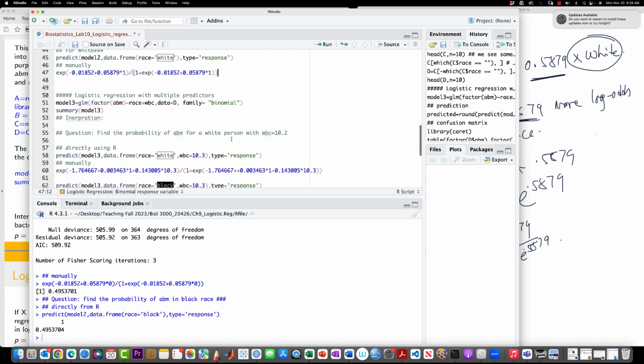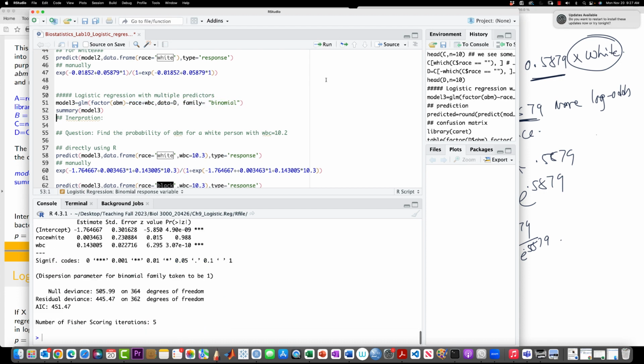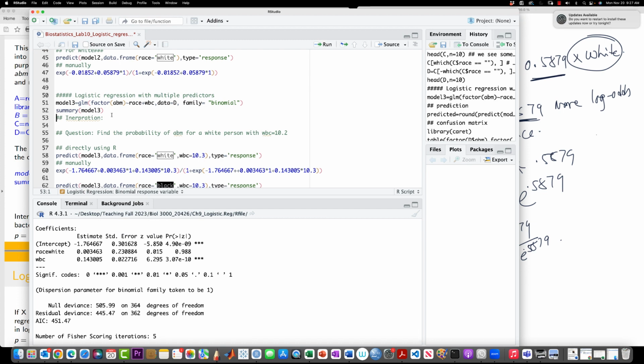Okay, so the very last thing here is, if the logistic regression has multiple x variables, multiple predictor variables, then the idea is very similar to what we did in the multiple linear regression. So you do GLM, and then factor ABM as the y variable, changed to factor, and then you do race plus WBC and so on, and all the other remaining code is very similar. So if you run the summary, this is what you get. And how do you interpret the results?